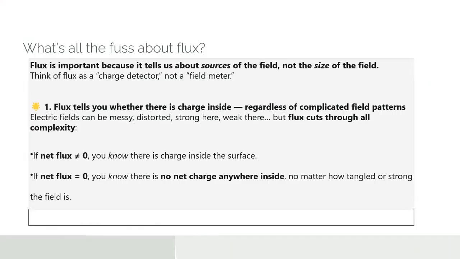So we're going to understand what's so important about flux, right? What's all the fuss about flux? Well, it's because it can tell me the source of the field. It can tell us about the source, even though it can't tell me the size. It's like a charge detector, but it's not a field meter, right? So if there's a charge inside of a surface, regardless of how complicated the field can be, I will know it because the flux will not be 0. I will know for sure that there's a charge inside. And likewise, if there is no flux, then you know there's no net charge anywhere inside the surface.